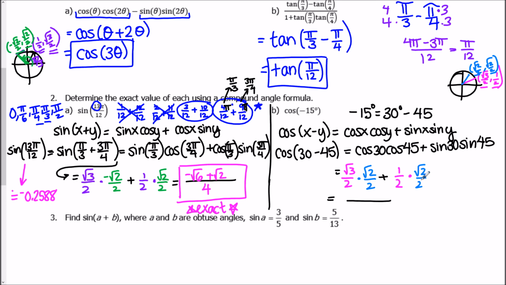again, my common denominator is going to be 4. So then in my numerator right here, I end up getting root 6 plus, because root 3 times root 2 is root 6, and then 1 times root 2, so plus root 2. And this right here is my exact answer. And it should make sense to you that this will end up being a positive value because cosine of negative 15 will be down inside of here, and we know that cosine is positive in this quadrant.